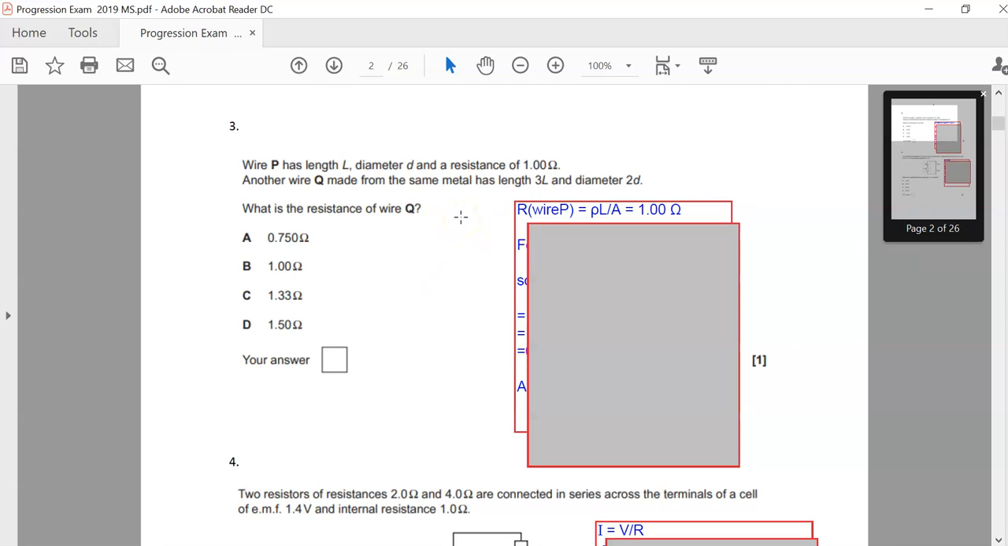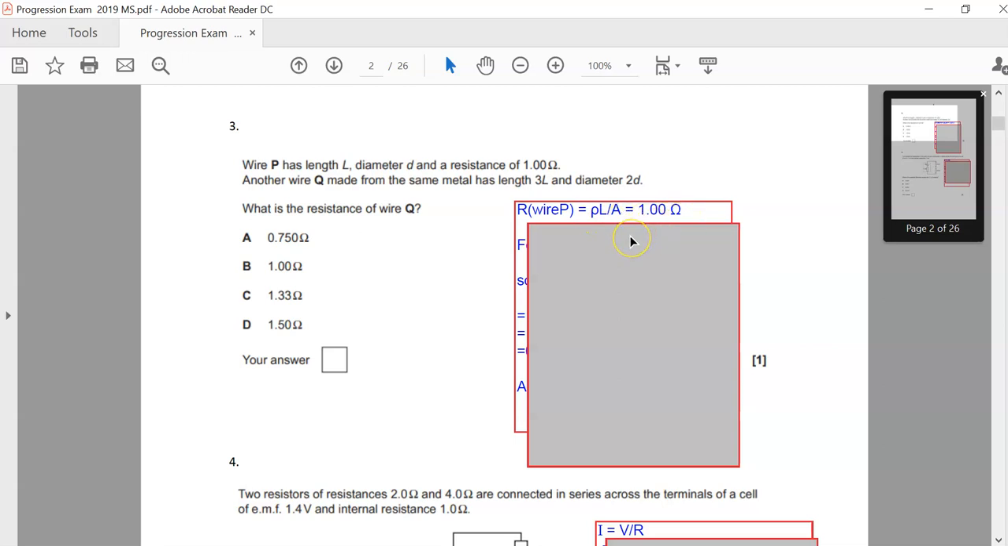the resistance of a wire, and we're told at the beginning that wire P has a particular length and diameter and resistance of 1 ohm. The other wire is the same metal, so therefore it will definitely have the same resistivity. It has a different length and diameter. So when we look at the first equation we'll use, R for wire P is rho L over A. We know that that's 1 ohm.